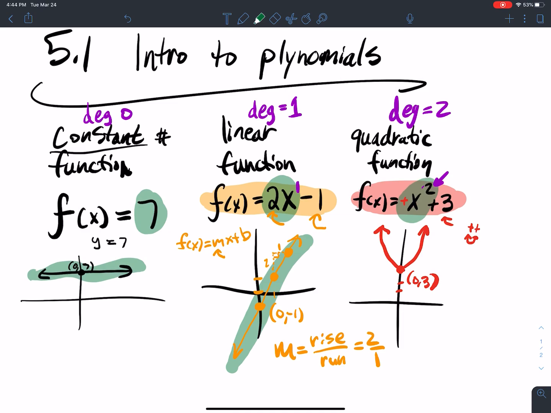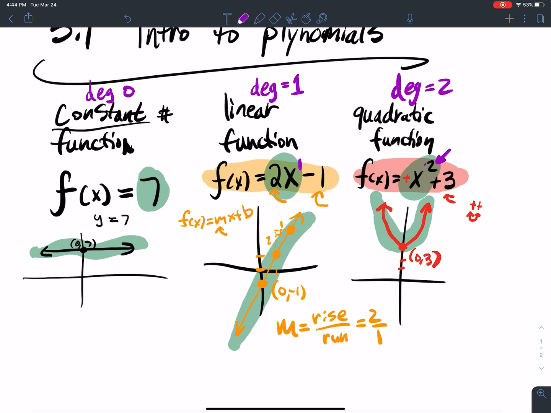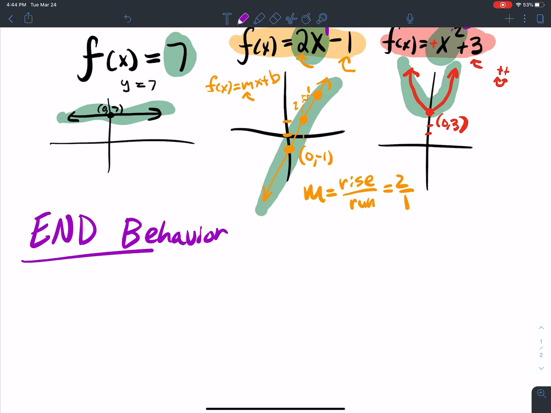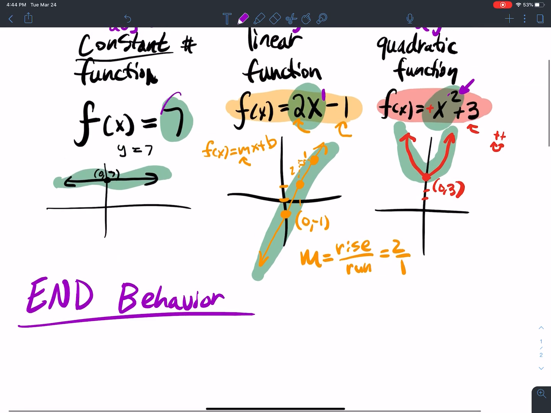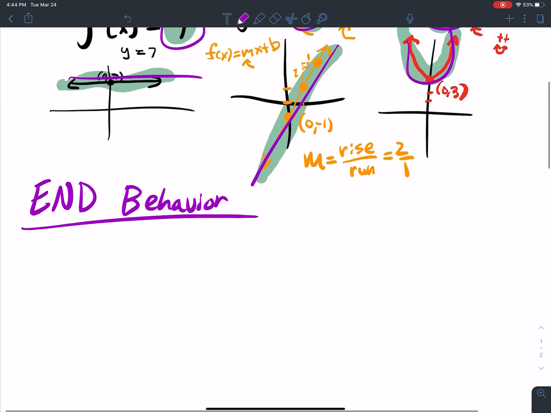The dominant term on this last one is the squared term, and that's what makes this U-looking shape going on here, okay, for the squared term. All right, so let's talk about end behavior. End behavior is determined by the lead term. So just like we talked about right here, the biggest, strongest, dominant term tells me what the overall shape is going to look like, okay?